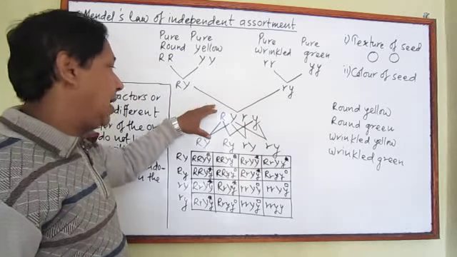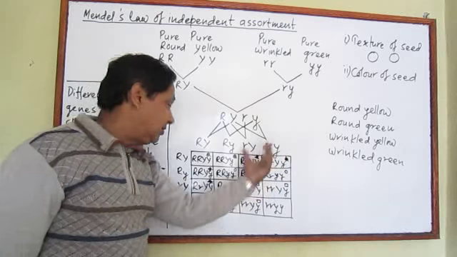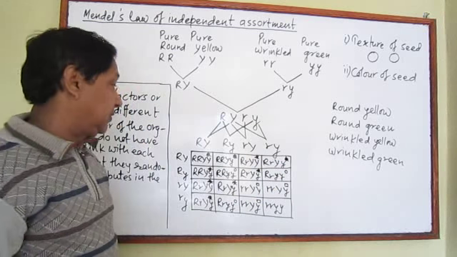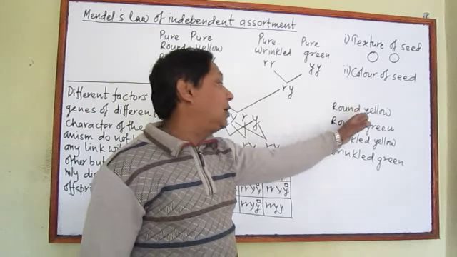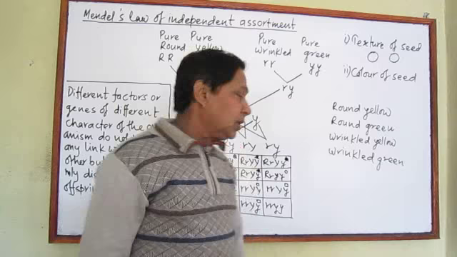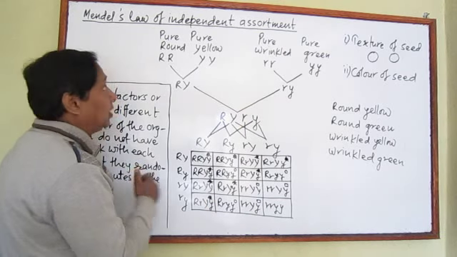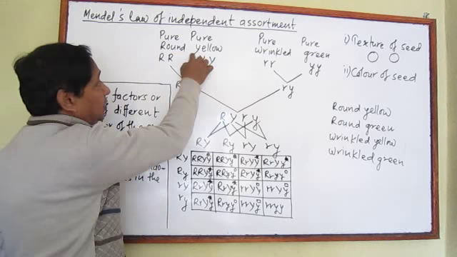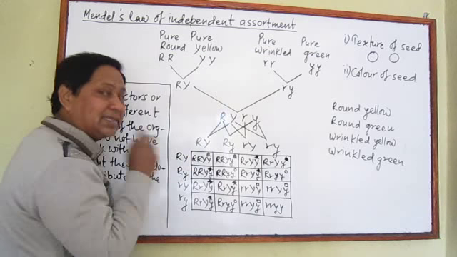But when he self-pollinated the plants of the first generation, he found four different phenotypes, four different appearances. Some of the pea plants are round yellow, some are round green, some are wrinkled yellow, some are wrinkled green. Their genotypes are represented here. Round is dominant, yellow is dominant, but wrinkled and green are both recessive characters.